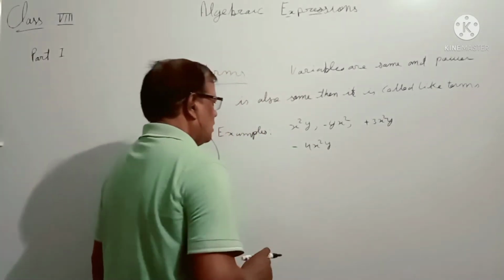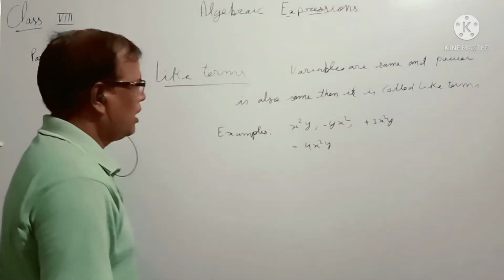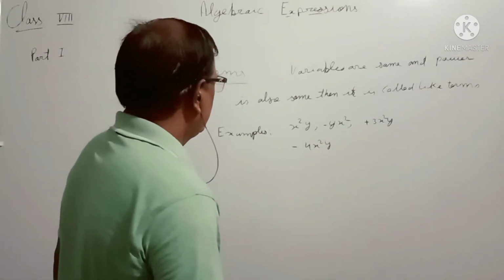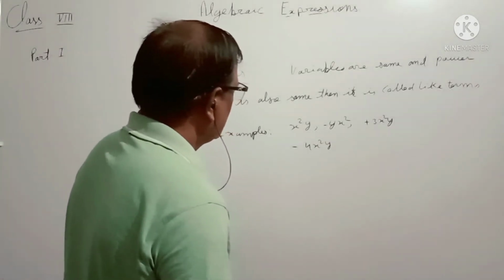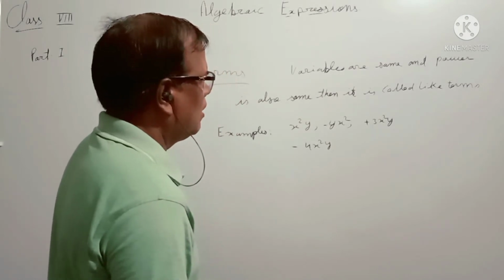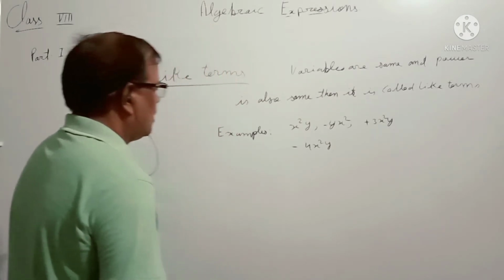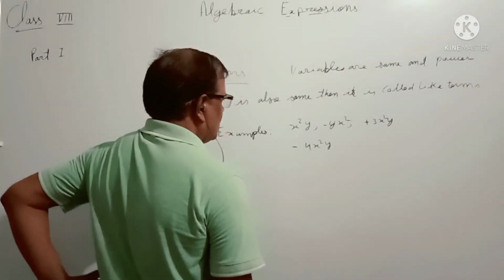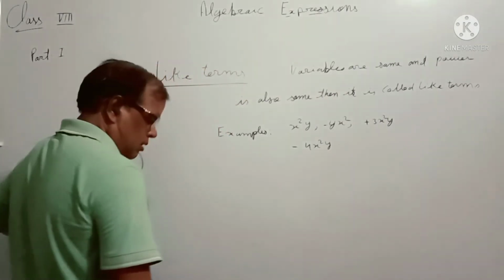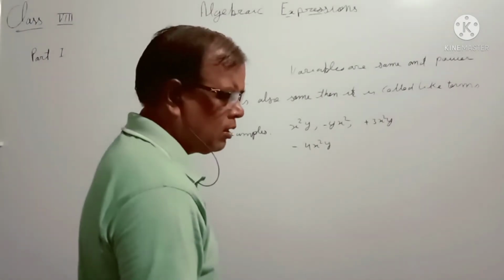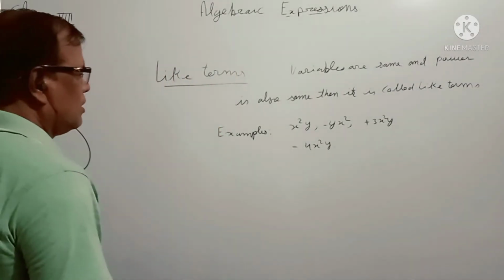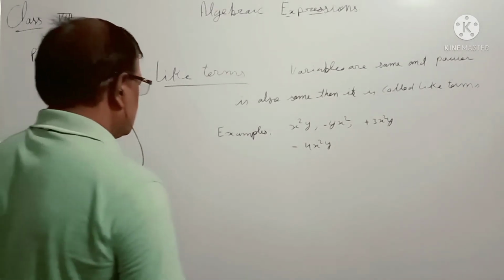This way we can understand it, as we have defined here: variables are same and power is also same, then it is called a like term. Or if terms are many, for comparing there will be minimum 2 terms, then we can say these are like terms.